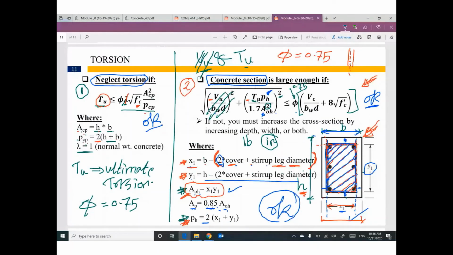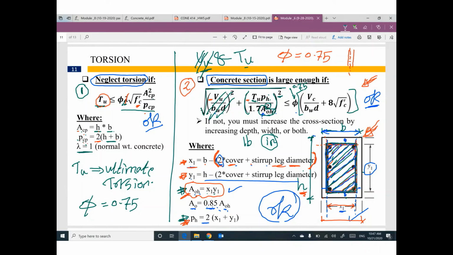Ph. Ph is the perimeter for the center line of the stirrups in inch. Divide by 1.7 area Oh squared. This term only, this term area Oh, which equals x1 times y1, the area inside the stirrup center line, this term only, squared. After you did this value, square, then get the square root.